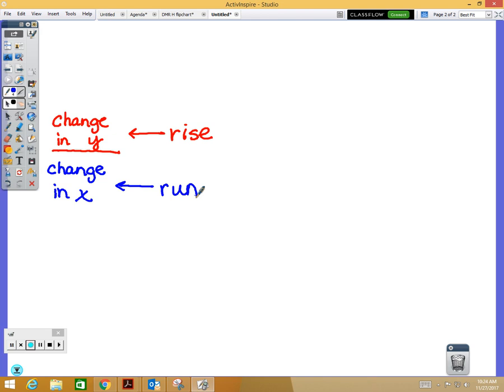And if we're talking about change, the way that we can find the change in a number, that's like finding the difference in a number, okay? So we're going to be subtracting to find the y change and subtracting to find the x change.